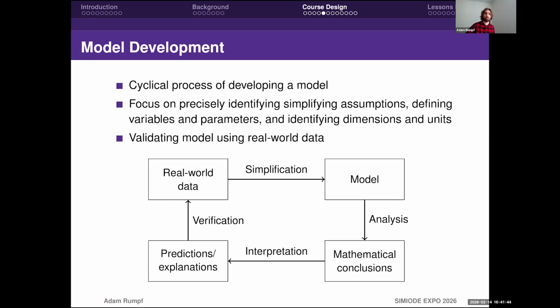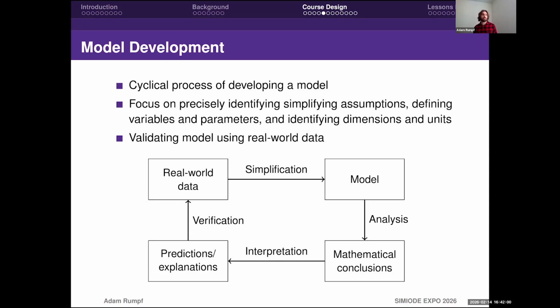So first of all, model development process. Obviously, that's something that we focused on throughout the entire math modeling course, but in particular, we spent a lot of time really focusing on it during our first unit, which was about difference and differential equations.